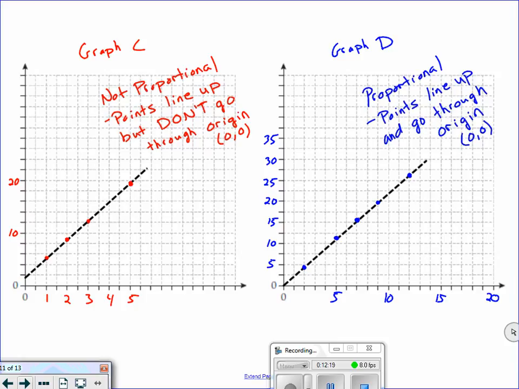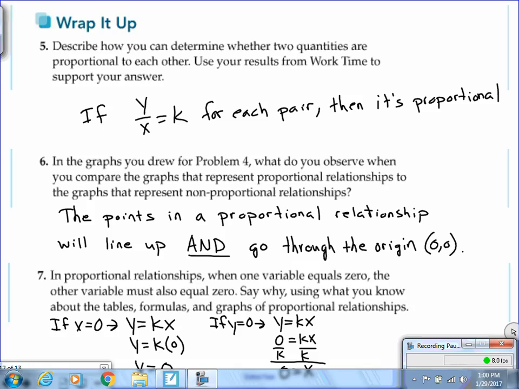Graph D again, remember table D, we said that that was proportional, so when we graph that table, we see that the points all line up, and we see that the dashed line goes through the origin 0, 0. So that's how we know on a graph.